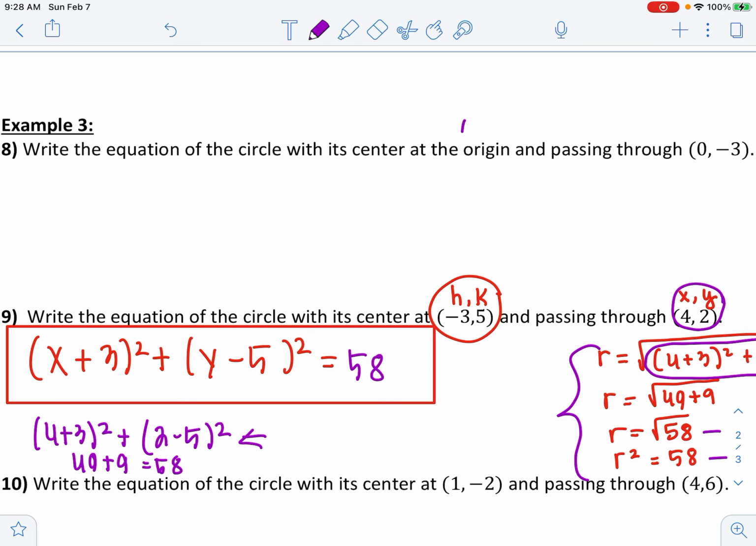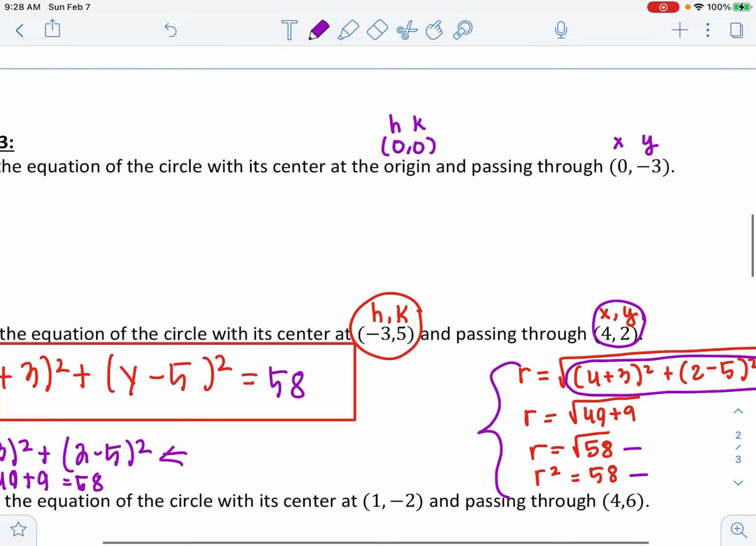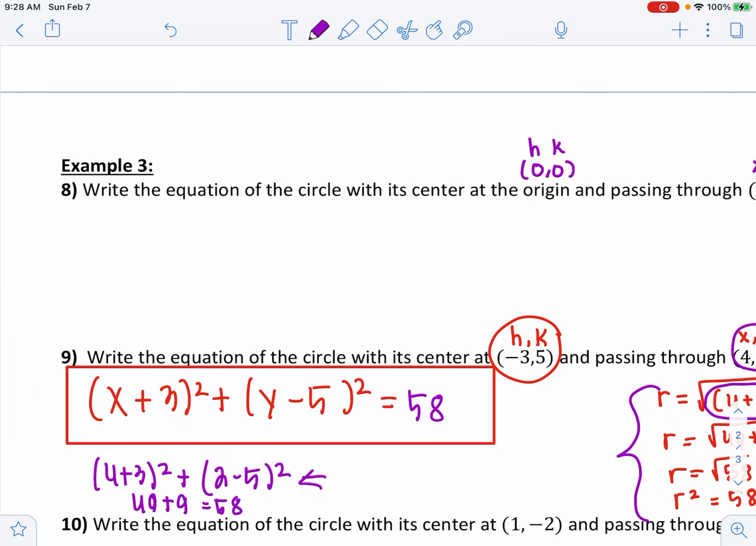It says write the equation of a circle at the center at the origin, which is 0, 0, and passing through the point 0, negative 3. So I gave you HK, and this is a point XY. So you're going to start by writing the beginning of your circle, x minus h squared plus y minus k squared. Since they're both 0, x squared plus y squared equals. Box it because I'm almost done.